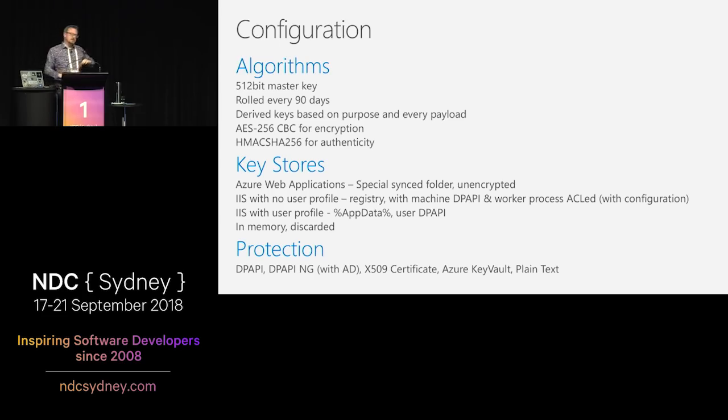So by default, you write your keys to a store. They're not protected. They're in plain text. You have to layer on protection on top of it. So you want the two of these things together. And so we have key stores for Azure Web Apps. It's in a special synced folder, and by default, that's unencrypted. With IIS with no user profile, it sits in the registry, and we actually use some Windows capabilities to protect it. And with IIS with a user profile, again, we store it in your app data folder, and we use Windows capabilities to protect it.